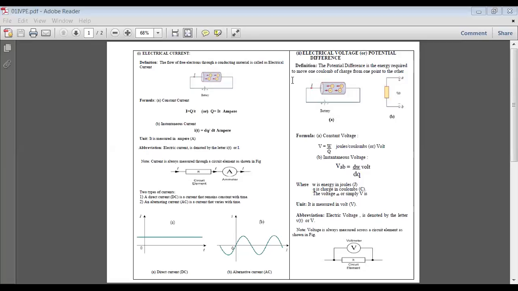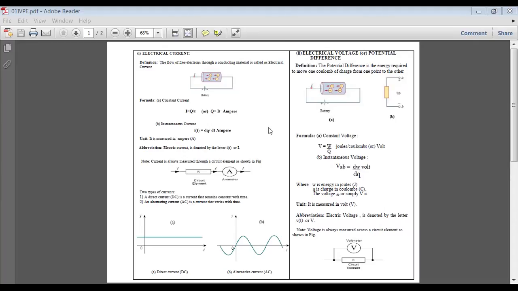The flow of free electrons through a conducting material is called electric current. Now we'll go for a formula. A constant current is equal to charge by time. Now we'll get one more thing called instantaneous current. I of t is equal to change in charge by change in time.